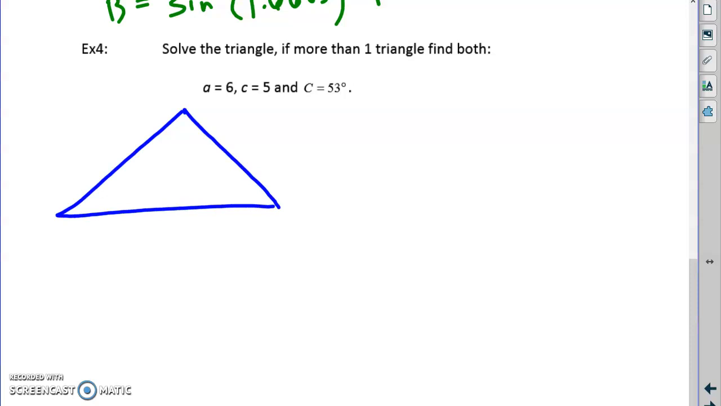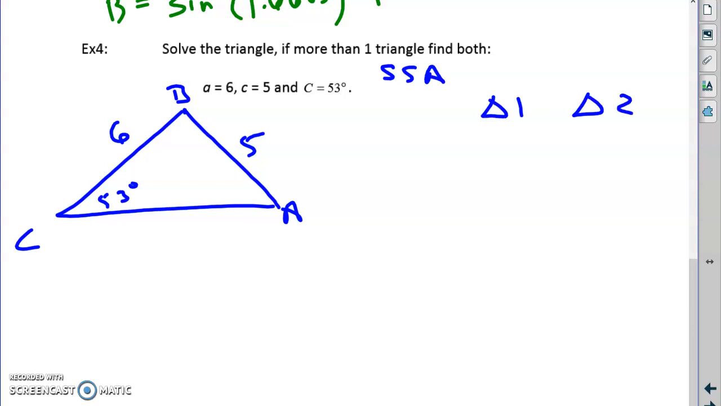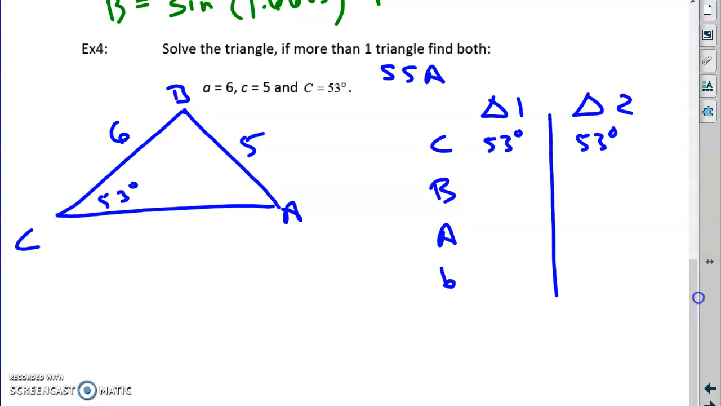Angle C is 53 degrees. Side C opposite is 5. Side A is 6. We don't know A, we don't know B, we don't know side B. Do we have the SSA? We do. Our process now is to create a 2-triangle chart. We know angle C. We don't know B, we don't know A. This time, I'm going to include side B, to make it a complete solution.